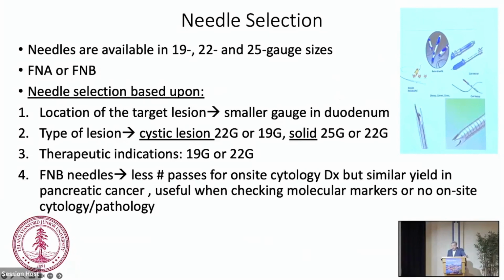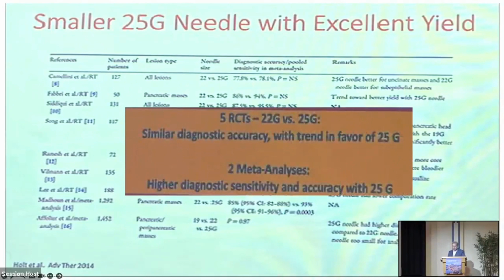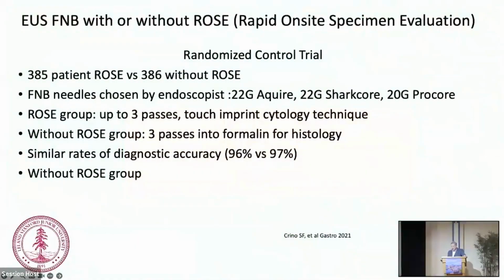Few words about FNB needles. It seems that you can do fewer passes but it has a similar yield to the FNA needles, and it differs depending on whether you have pathology in the room or not. Comparison of smaller needles, and you can see that there's 5 randomized control trials comparing 22 to 25 gauge needles and 2 meta-analyses. And so 25 gauge needles are quite excellent when you're looking at pancreatic masses.